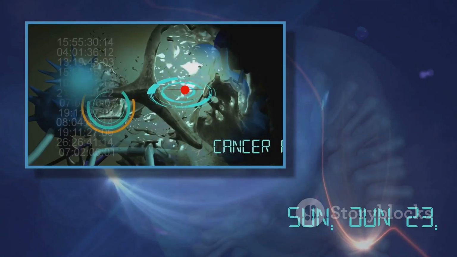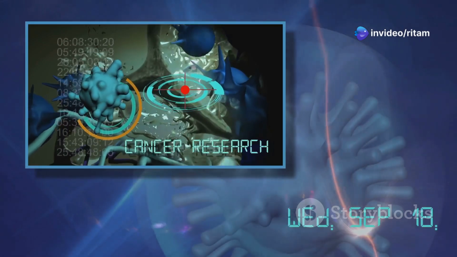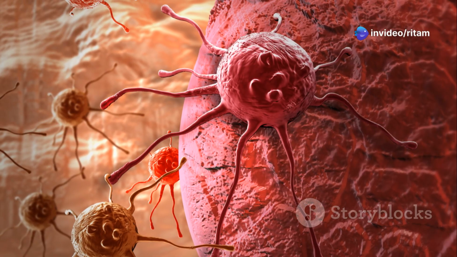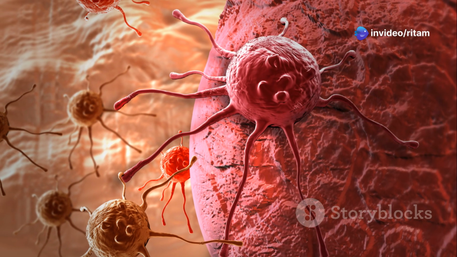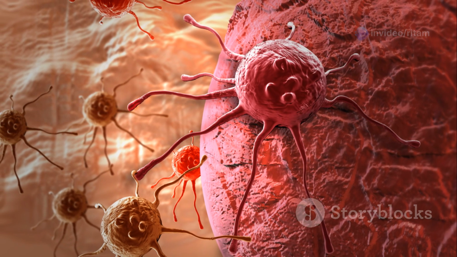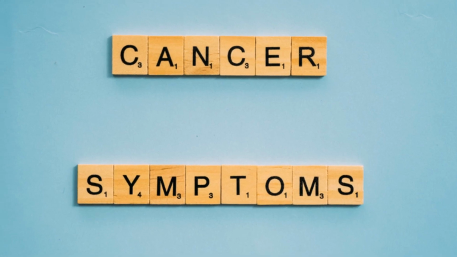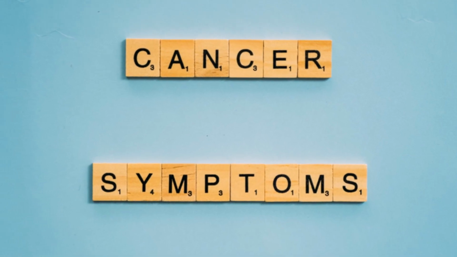However, this uncontrolled growth and demand for resources come at a cost. The tumor begins to invade and destroy surrounding tissues and organs, compromising their function. This damage is what leads to the symptoms we associate with cancer.